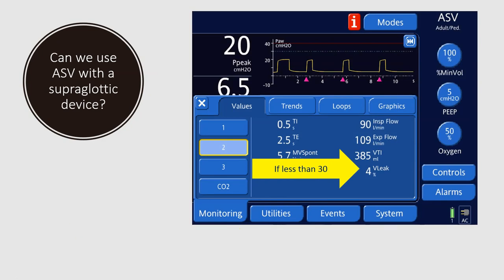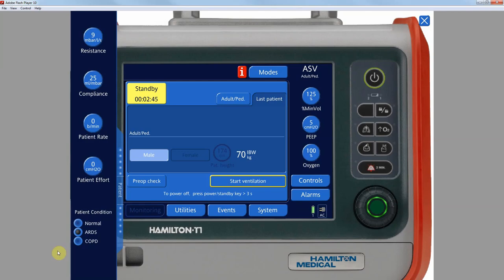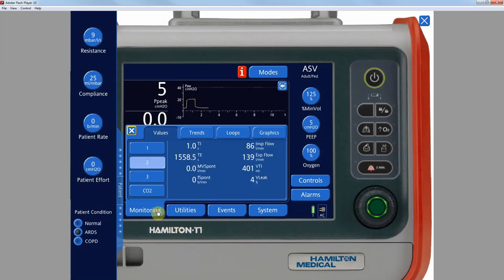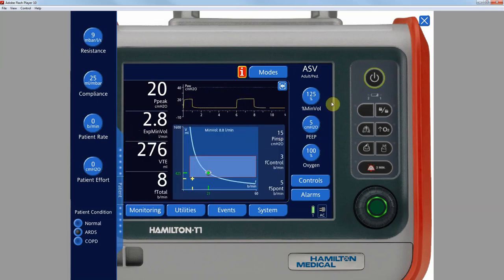So how do we view this on the ventilator? Well, all you have to do once you've started ventilation, you go into monitoring and you go into the monitoring value 2 and you look at your V leak and it's 4%. So if it didn't go above 30, then it would be okay to use ASV in a patient who has a supraglottic airway in place.